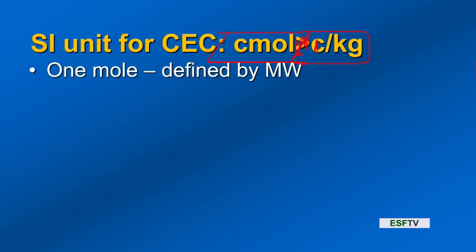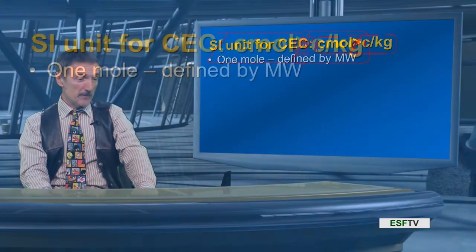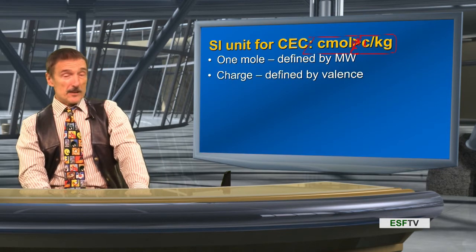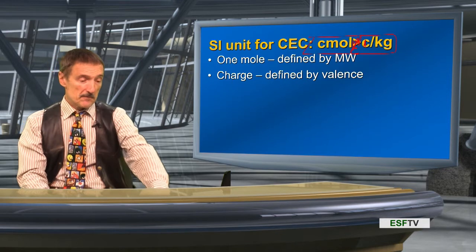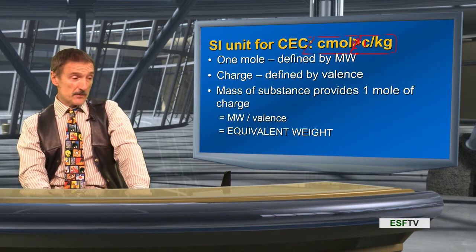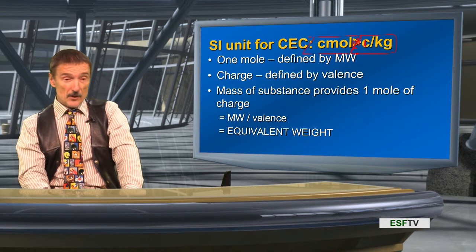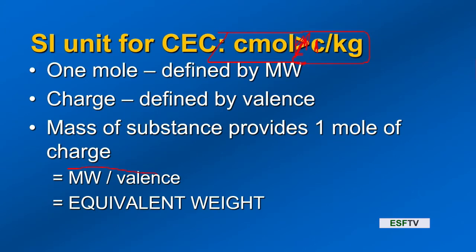Let's take that a little further. We'll take a mole. A mole is defined by the molecular weight, which I've abbreviated as MW. The charge is defined by the valence: +1, +2, +3. Then we put those two things together to get the idea of equivalent weight that you've known since Chem 1. The mass of a substance that provides 1 mole of charge: the molecular weight divided by the valence. Molecular weight over the valence. You already know this as the equivalent weight.